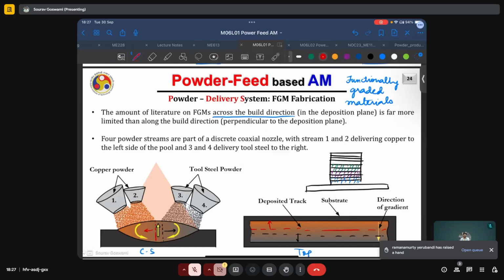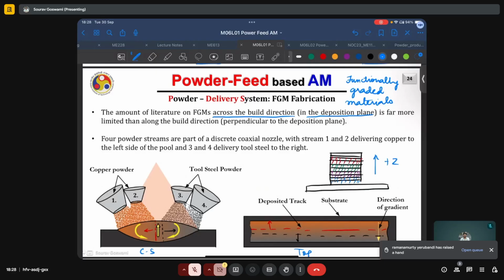So it is such type of FGMs where there is a change in the material itself, or a change in grain size, or change in density or hardness across the build direction, that is very common. However, the literature on gradation in the deposition plane is very limited.